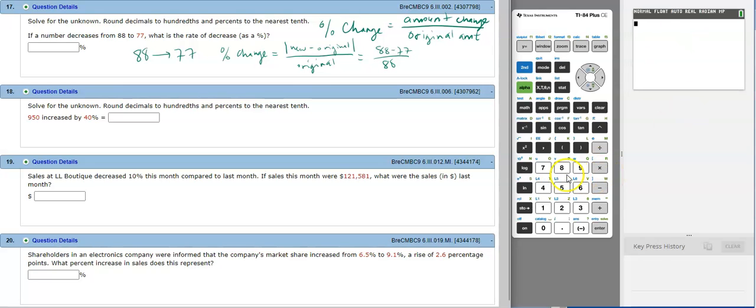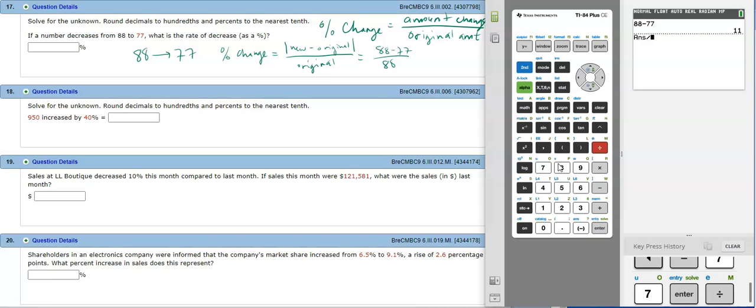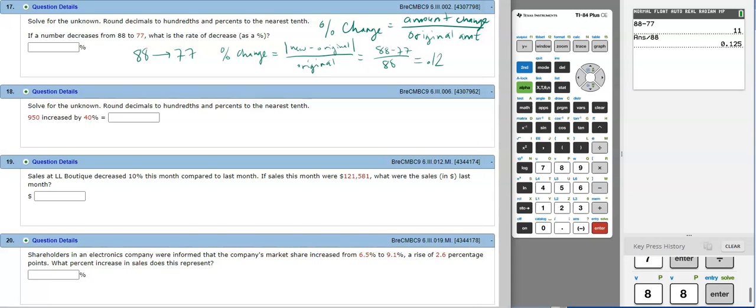And then let's see what we will get for that one. We're going 88 minus 77, which of course is 11, and then when we divide by 88, we get 0.125. And so for this one as a percent, of course we need to move the decimal 2 places to the right. It would land between the 12 and the 5, so it goes 12.5% decrease.